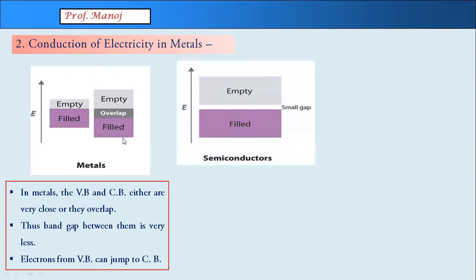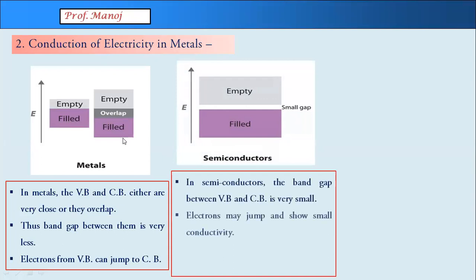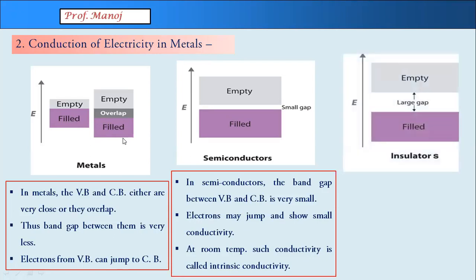Compare it now with semiconductors. Gap is small between them. So band gap is small. Electrons may jump, but show less conductivity. In physics, they call this intrinsic conductivity. Intrinsic, that is the inherent nature. We can change their conductivity by a process called doping. Adding impurity in them, we can change the conductivity. That leads to N-type and P-type semiconductors that we are going to study now in some time. Third is insulators, where the gap is too much large.